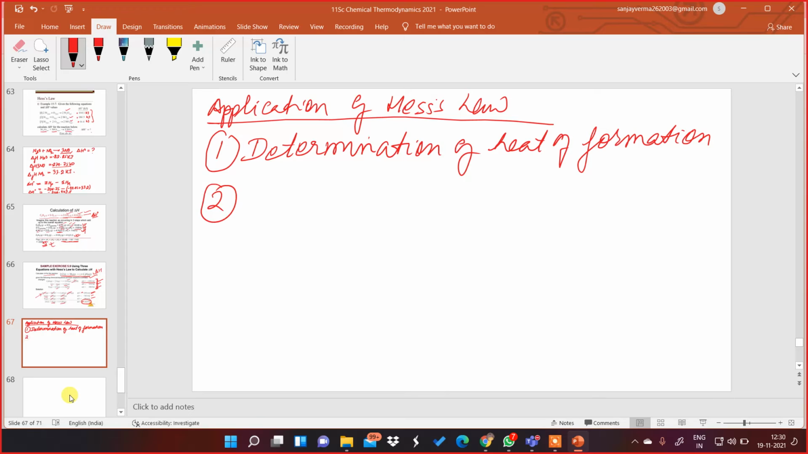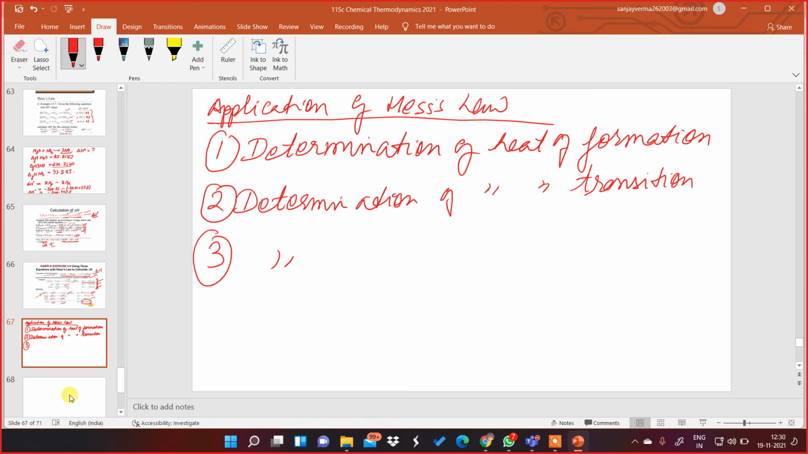The second application is with the help of Hess's law, it helps in the determination of heat of transition. Heat of transition means transition from, say, allotropic forms, so rhombic sulfur being converted to monoclinic sulfur. Okay, the other forms, orthorhombic, all those things are possible. Now this is called determination of heat of transition.